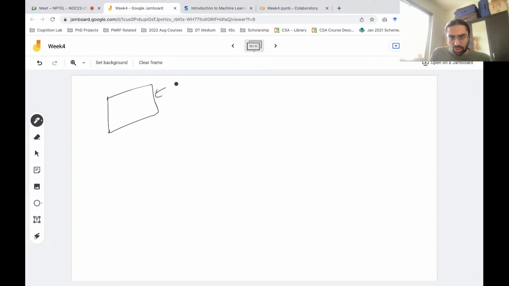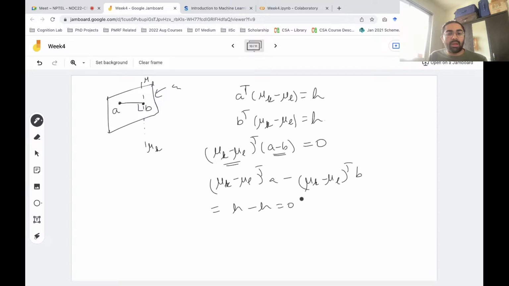So what I can do now is write (mu k minus mu L) transpose A minus (mu k minus mu L) transpose B, right? This is h, this is also h, so this is 0, right? I hope you understand that this is equal to (mu k minus mu L) transpose A, and it's the same thing here. Okay, so this proves that they are perpendicular. And this is for any 2 points A and B lying on the hyperplane, right? So hence this makes sense.